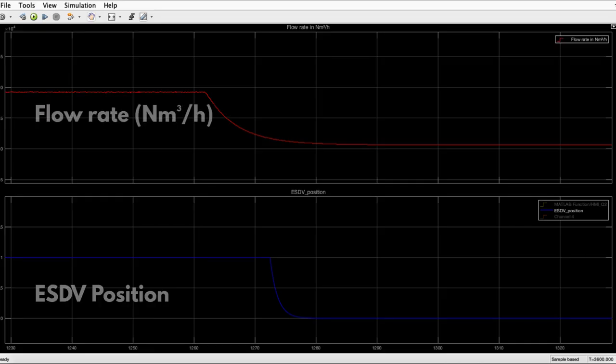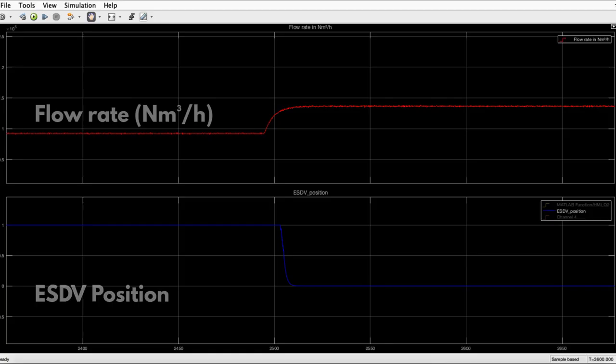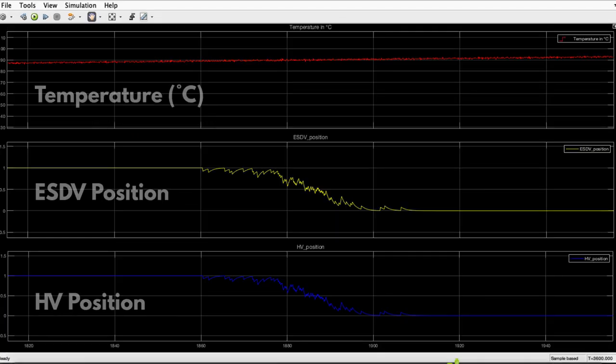These are plots observed for flow and temperature anomalies as well. These plots compare the system response before and after the SIS action, clearly showing how the process transitions from a hazardous condition to a safe state.